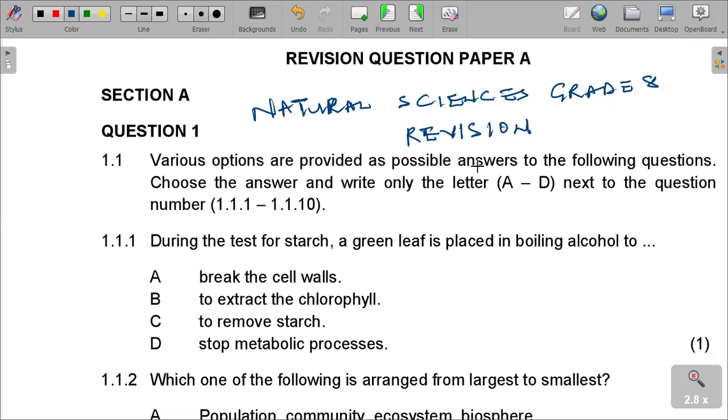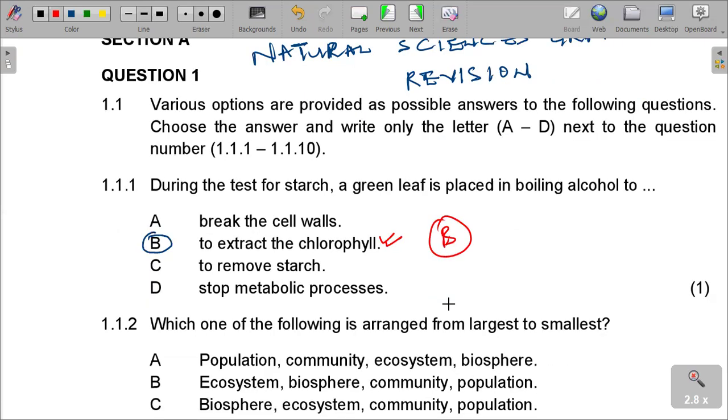Question one says, during the test for starch, a green leaf is placed in boiling alcohol to dash. When we are testing for starch, a green leaf is placed in boiling alcohol. It is done to extract chlorophyll. Chlorophyll must be removed, so it is removed by putting the leaf in boiling what? In boiling alcohol. So our answer is B. Boiling a leaf in alcohol is to extract chlorophyll, the pigmentation, the green coloring on the leaf.